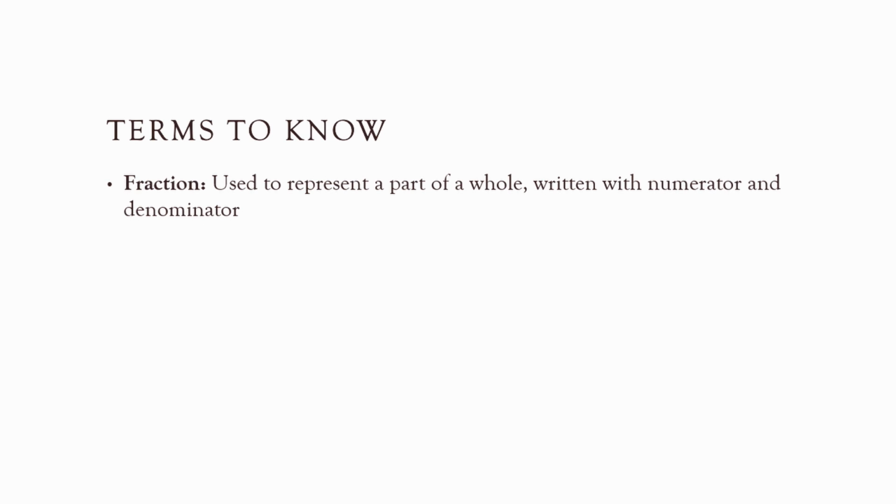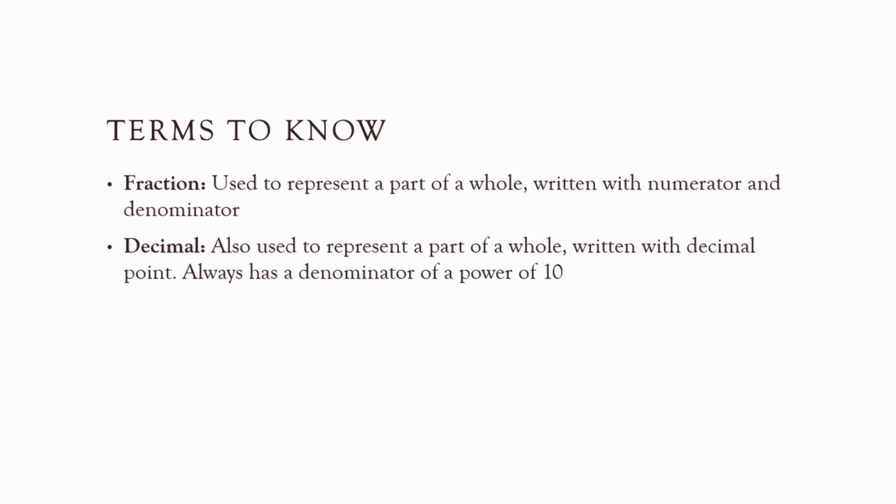Some terms to know. A fraction is used to represent a part of a whole, and how it is written is with a numerator and a denominator, and you've definitely seen fractions before. A decimal is also used to represent a part of a whole, but it's written with a decimal point, and a decimal always has a denominator of a power of 10. You have also seen decimals.